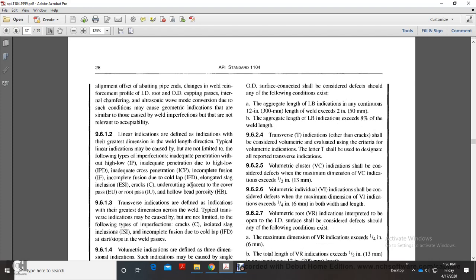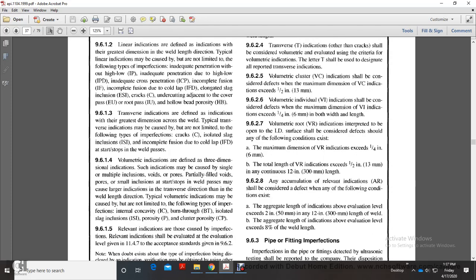Linear indications are defined as indications with the greater dimension in the weld length direction. Typically, linear indications may be caused by, but are not limited to, the following types of imperfection: inadequate penetration due to high-low, inadequate cross penetration, incomplete fusion due to cold lap, elongated slag inclusion, and cracks adjacent to cover passes and root passes, and hollow bead porosity.